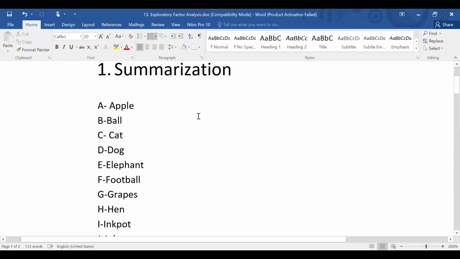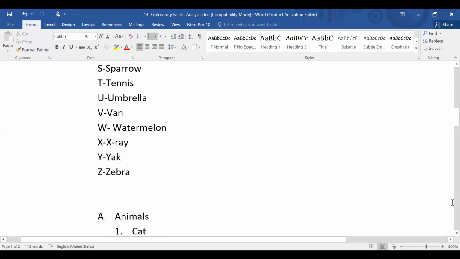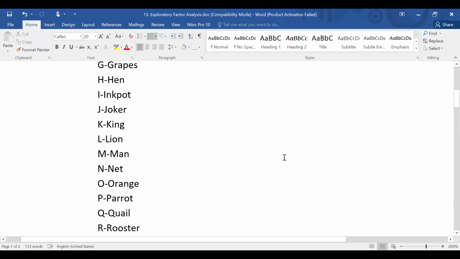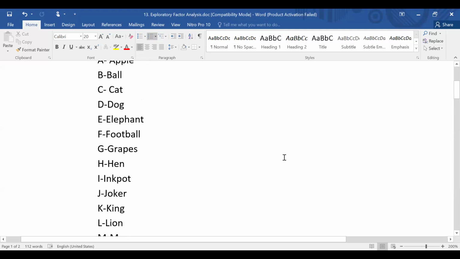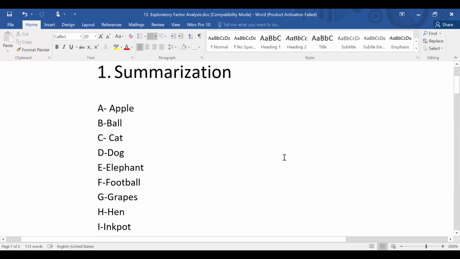A for apple, B for ball, C for cat, D for dog, E for element. Is it clear? And so on. So first of all, we will club same nature of items. So exploratory factor analysis clubs same nature of the items. Here I'm taking the one item, apple. Is it clear?